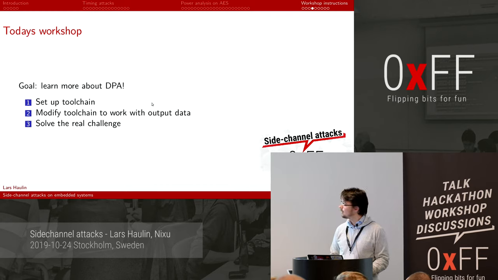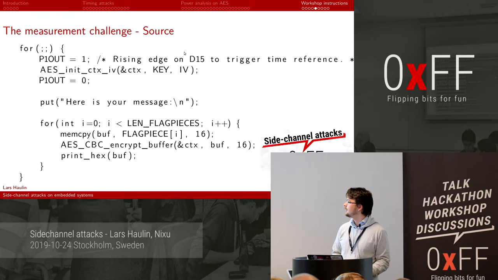So if we look at the challenge, this is a shortened down version of the code. It was a small loop, some synchronization. It initializes the AES encryption, prints out, here is your message, goes through all the pieces of the secret message, encrypts it with AES in CBC mode, and prints it out. So what this looks like is like this.